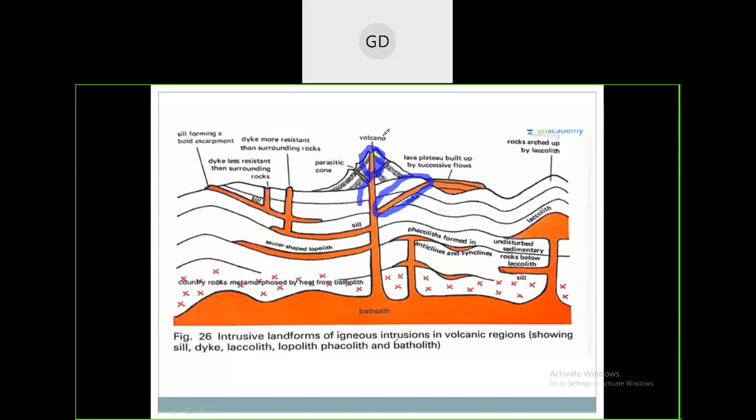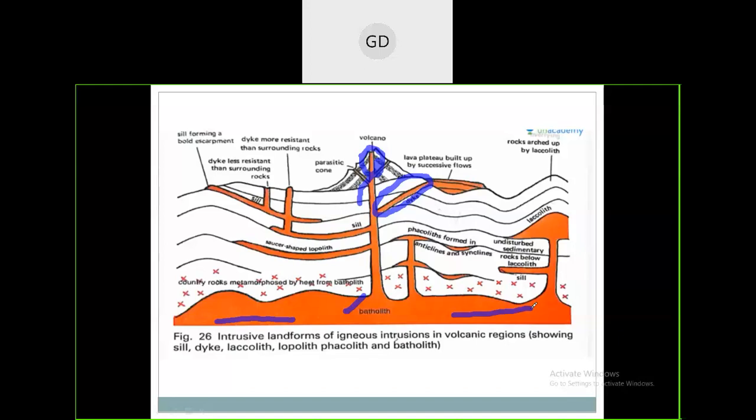So next one is your batholith. You can see this one, the whole thing is a batholith. This batholith is a very huge body of igneous mass. These batholiths show both concordant and discordant relations. So it will show concordant form and also discordant form. And their dimensions vary very considerably.